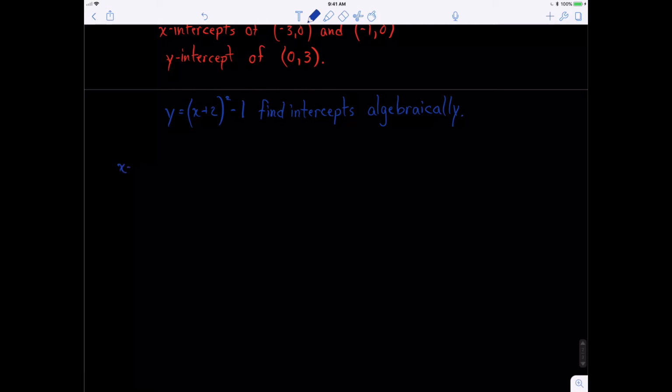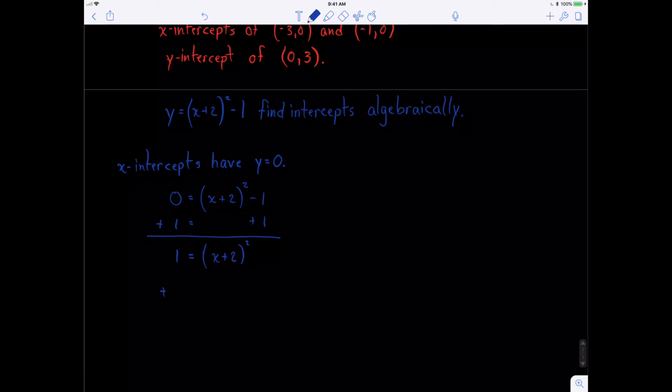We know that x-intercepts have y equal 0. So that's what we'll do. We'll begin by solving this: 0 equals x plus 2 squared minus 1. Then look, we can solve this by the square root method if we add 1 to both sides. So now I have 1 equals x plus 2 squared.